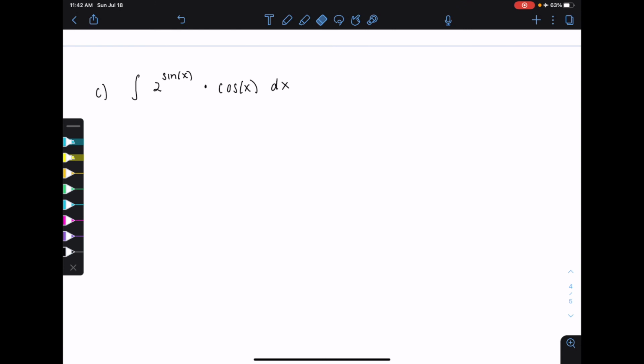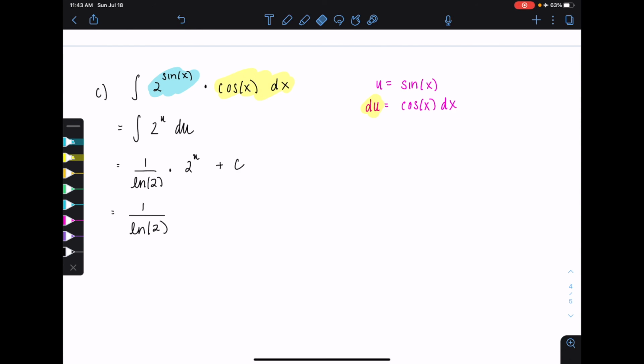We're going to do some more composite functions. I've got 2 to the sine x times cosine of x. Again, function within another function. So we're going to go ahead and make that inside u. So du is just cosine of x dx. So this front piece is going to switch over nicely as 2 to the u. Cosine of x dx is exactly du. So the antiderivative of this will be 1 over the natural log of 2 times 2 to the u plus c. Plugging in our value of u is 1 over natural log of 2, 2 to the sine of x plus c.